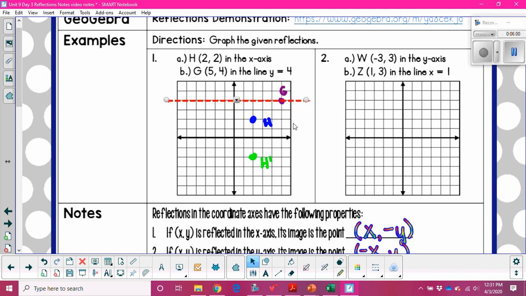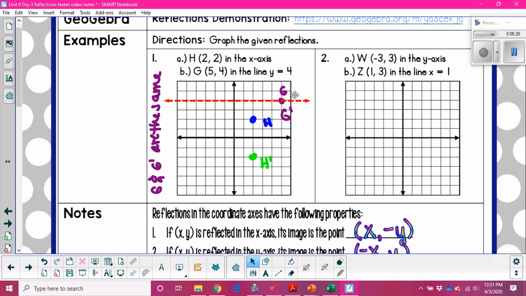What do you notice about point G? It is on the line of reflection. Whenever you have a point that is on the line of reflection, the pre-image and the image are exactly the same. It doesn't move. So not only is that G, G prime is also in the same spot. Because it was on the line of reflection, G and G prime are the same.